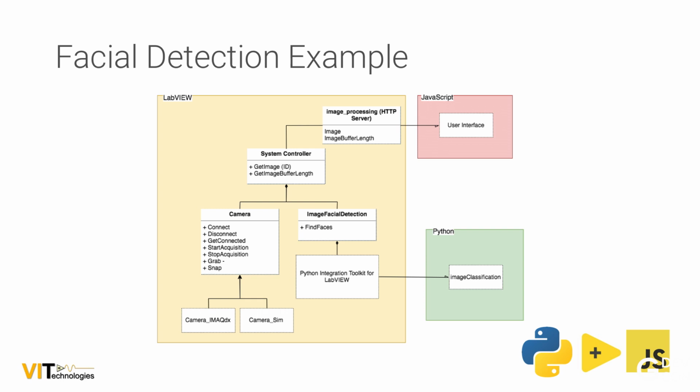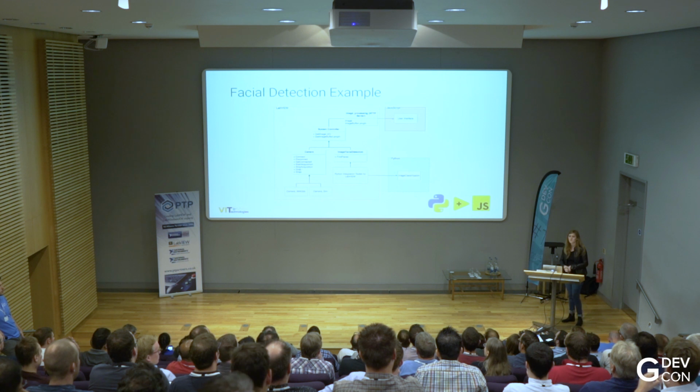Then we have a system controller, which combines the camera and the facial detection algorithm, and it allows us to get an image and get a buffer length. So we have a buffer of images that we'll collect. This is just going to run all the time when it's on. It'll collect images from my webcam and store them in a buffer of a particular length, which I have configured to 10. Then on the HTTP server, we can get that image and that image buffer length, and that's going to be shown with the image in a JavaScript user interface. Does that make sense? Cool.